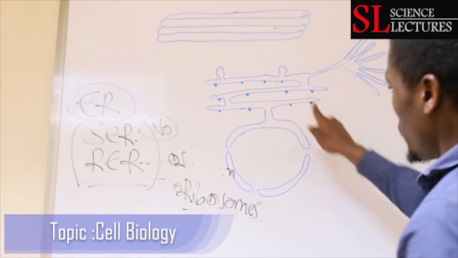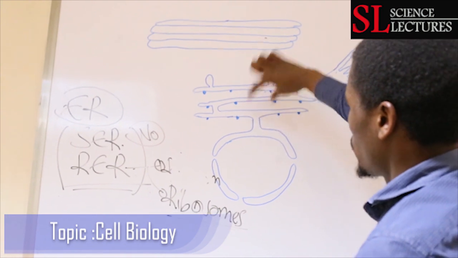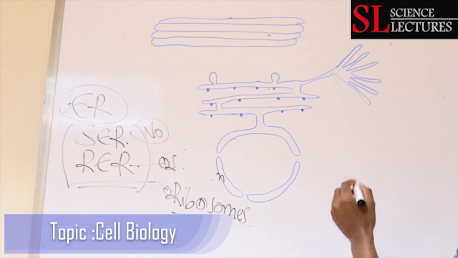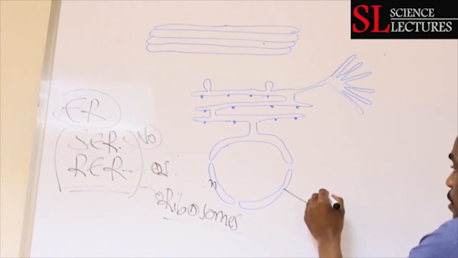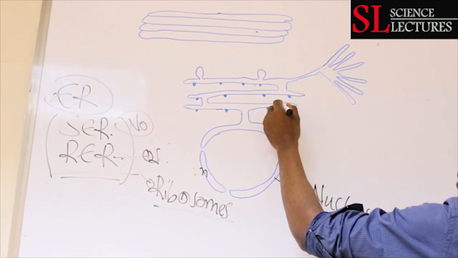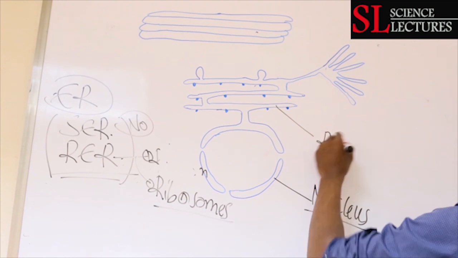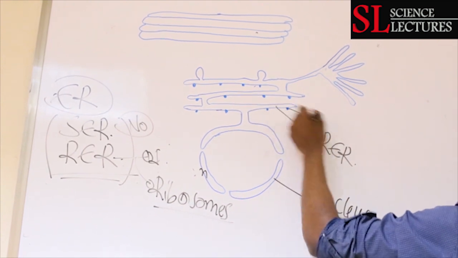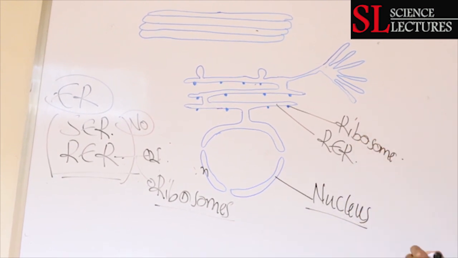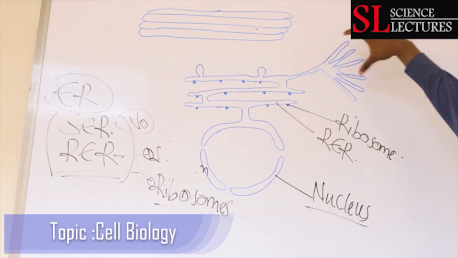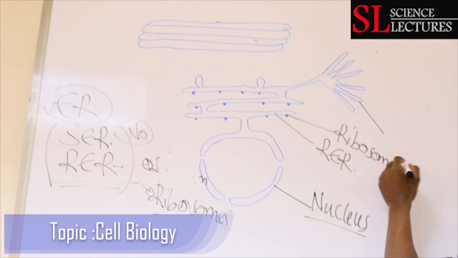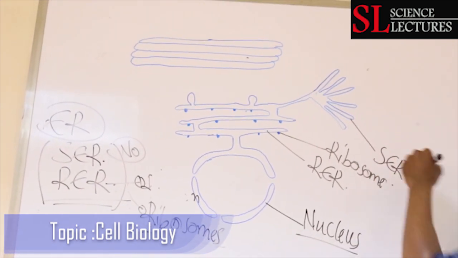The nuclear envelope is continuous with the rough endoplasmic reticulum. So if this is our nucleus, definitely this has to be the rough endoplasmic reticulum. Why rough? Because we have ribosomes attached to it. We have a ribosome somewhere there attached. Then the smooth endoplasmic reticulum is continuous with the rough endoplasmic reticulum, so this will be the smooth endoplasmic reticulum.